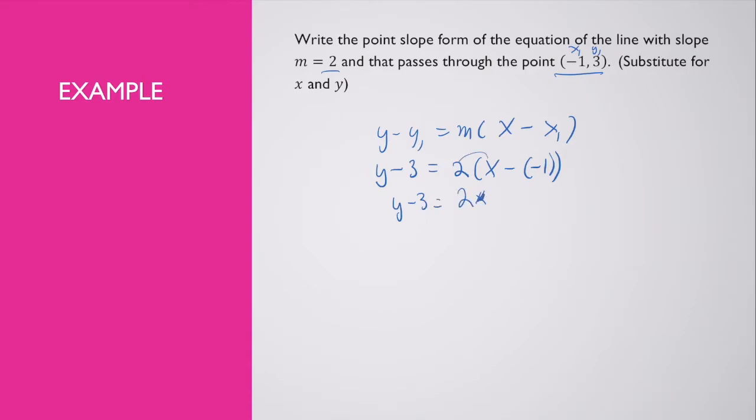Let's take another step. y minus 3 equals 2 times x plus 1. Remember, two negatives make a positive. y minus 3 is 2x plus 2. I add 3 to both sides. y equals 2x plus 5. So the equation of the line with slope 2 that passes through this point is y equals 2x plus 5.